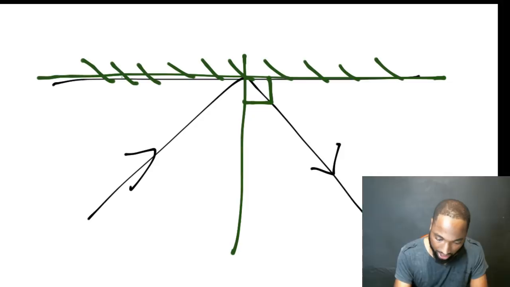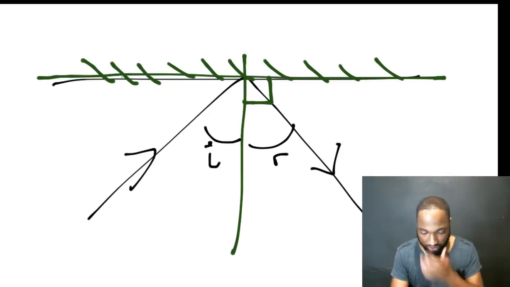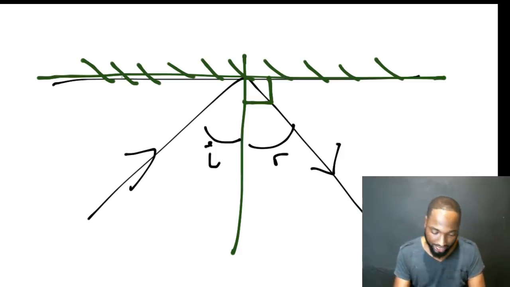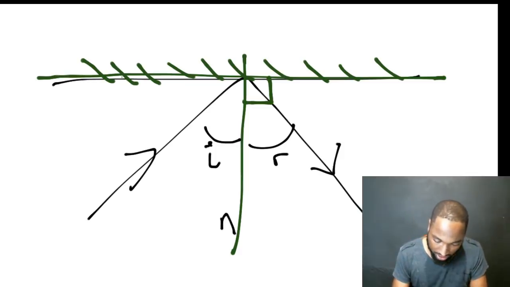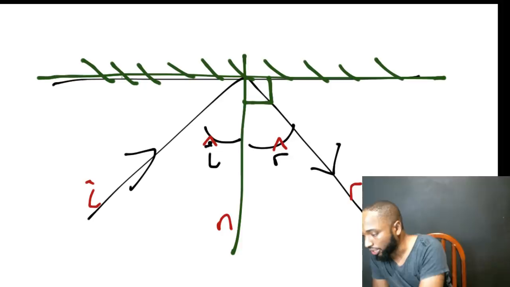Right? And here we have I, the angle of incidence. And here we have R, the angle of reflection. Everything is on the same plane here. This is your normal. Alright, so we have this law. Normal, incident ray, and this is the reflected ray. These are the angles here. Okay.